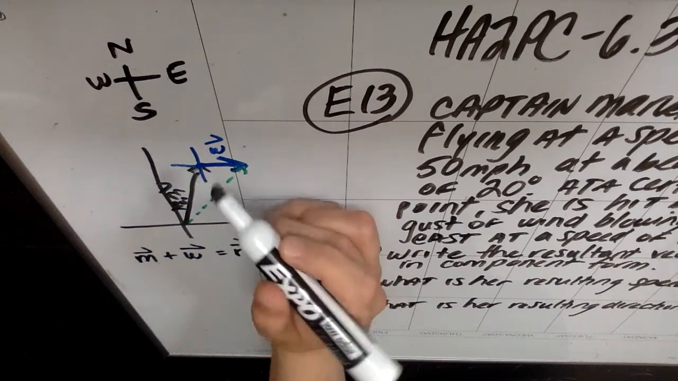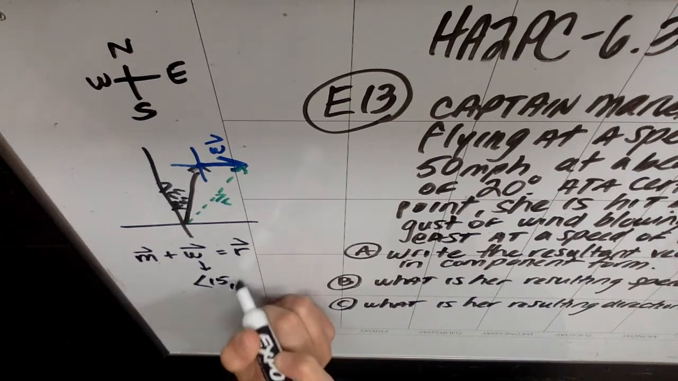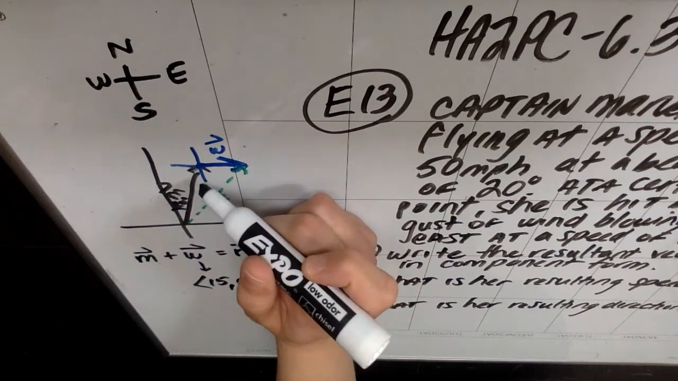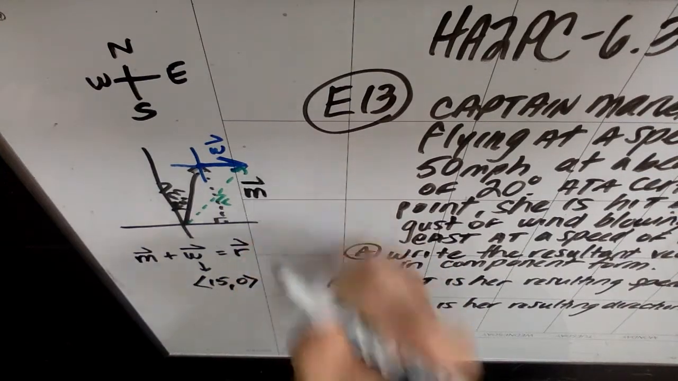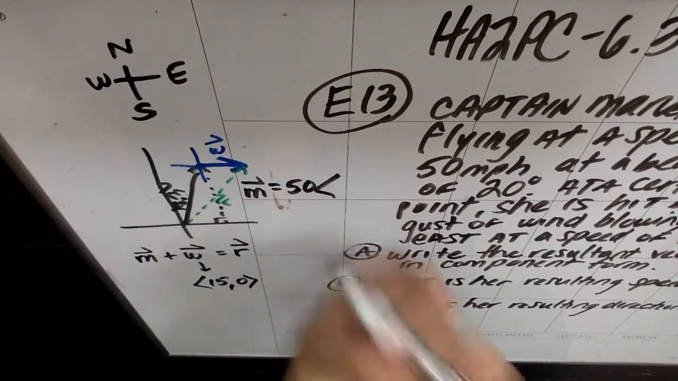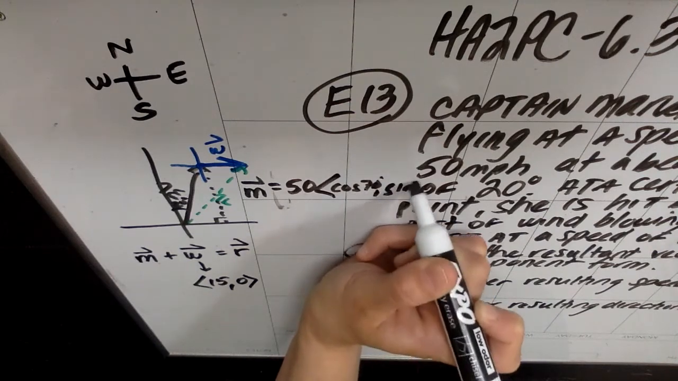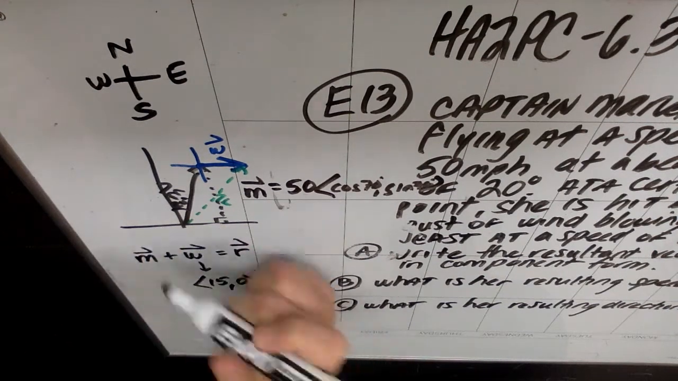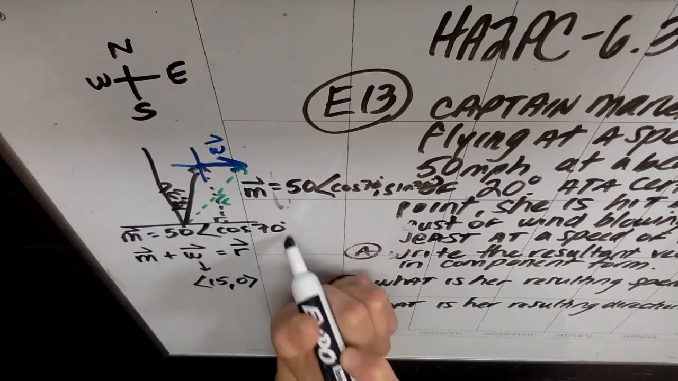W is literally no up and down motion and 15 miles per hour to the east. So W in component form is 15, 0, right? M in component form is going to be a little bit harder. I'm going to have to look at that angle from the positive x-axis, which is a 70, right? She's flying 50 miles per hour, so M in component form is going to be 50 cosine of 70, comma, 50 sine of 70. I'm a little bit out of space there, but you get the idea. M is going to be 50 cosine 70, not the 20, 50 sine 70.